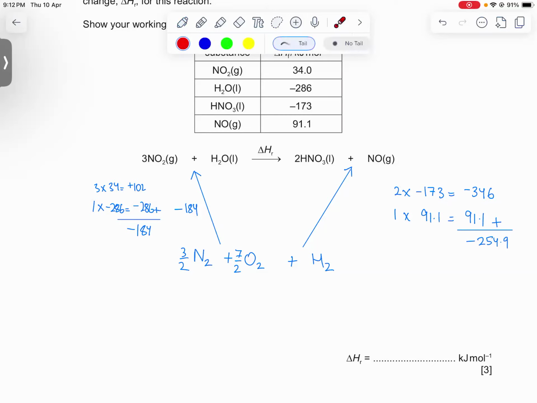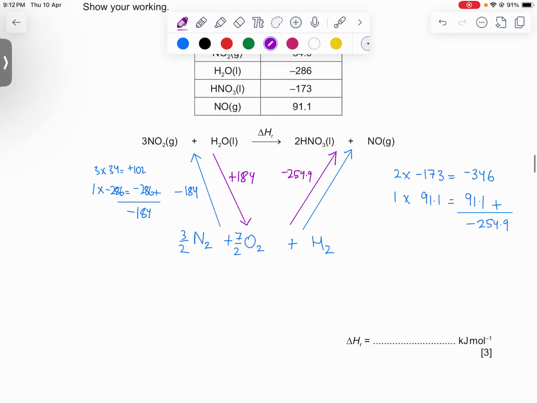Now the thing is, we actually wanted to calculate this way, but we can't find delta H directly because there is no clear path. So what do we do? We make our own path. So we go down here and then we come up here. Because this arrow is opposite in direction to this arrow, the value of our arrow should be plus 184. And because this arrow and this arrow are both in the same direction, the value of our purple arrow should also be minus 254.9.